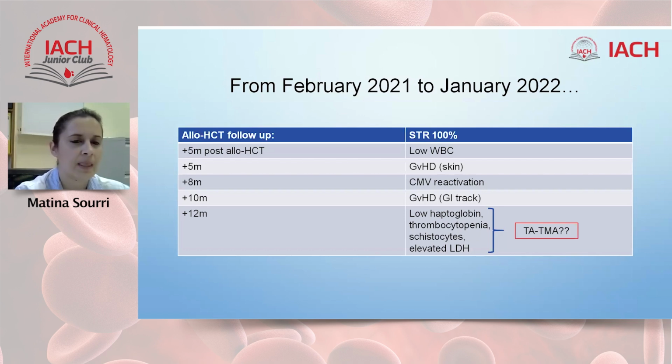3 months later, in October 2021, in another follow-up appointment where she was febrile and feeling very poorly, she had CMV reactivation. And in December 2021, she actually developed symptoms from the GI tract, where gut GVHD was also confirmed. The final blow, in a way, came a year post-allo HCT, when her lab results revealed low haptoglobin, thrombocytopenia, and elevated LDH. And the blood smear showed a significant percentage of schistocytes, as you will see in the following slides.